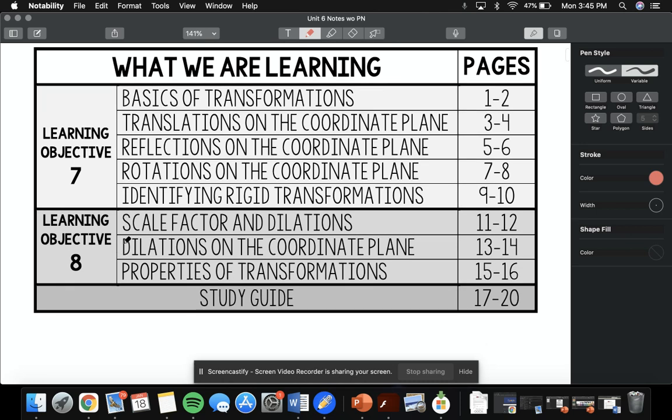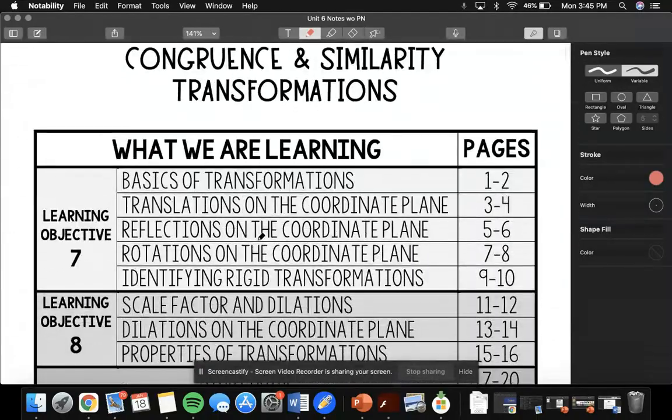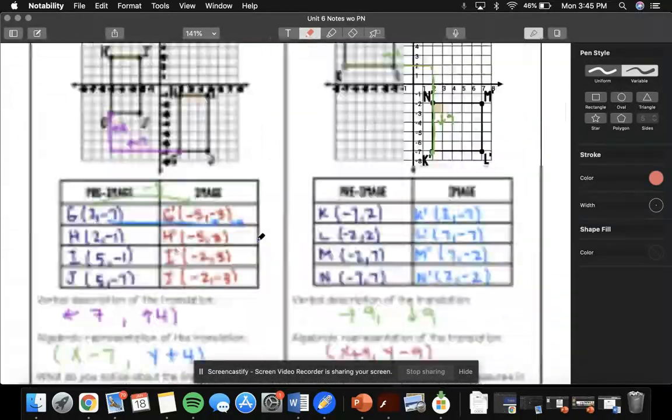Hi guys, today we are on pages 11 and 12. We skipped pages 9 and 10. We're just going to go to 11 and 12, and we're going to talk about scale factors and dilations today. So go to page 11 and 12 in your notes.